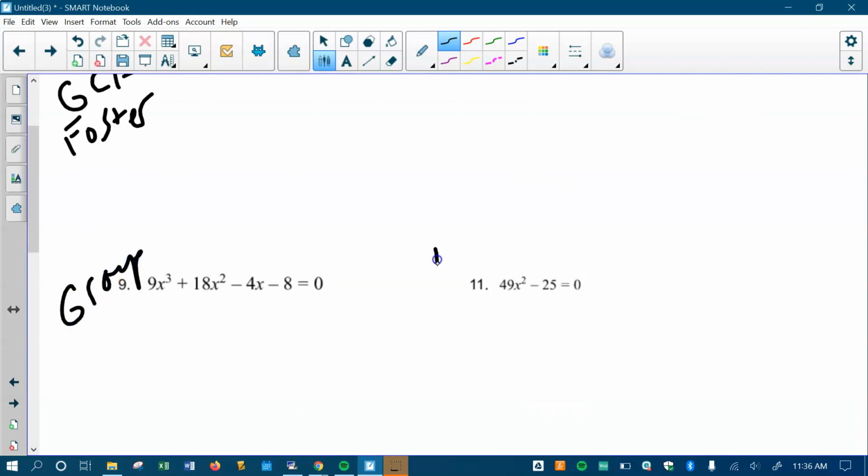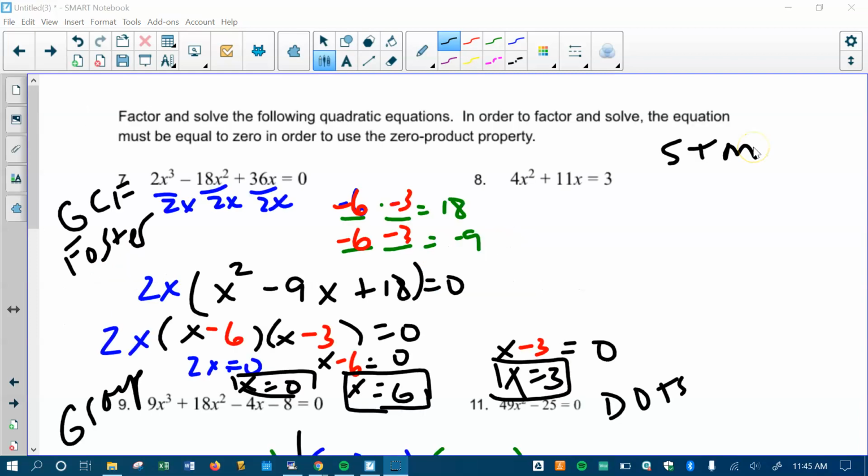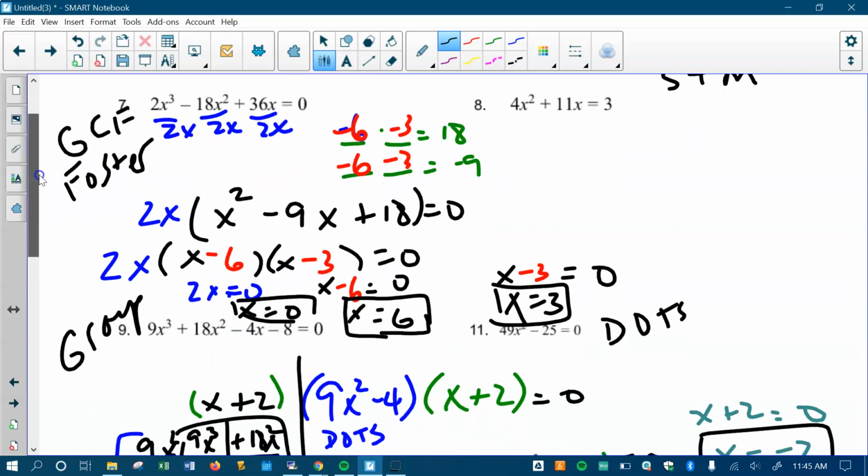And number 10 is going to be a difference of 2 squares. So please pause the video and try those problems on your own. Okay, so hopefully you're able to try those problems. Here's your answers for number 7.